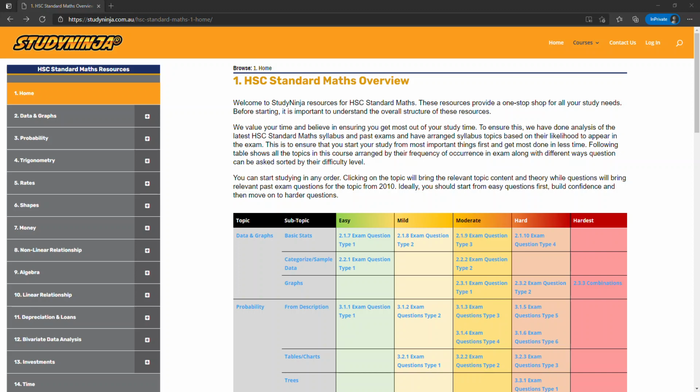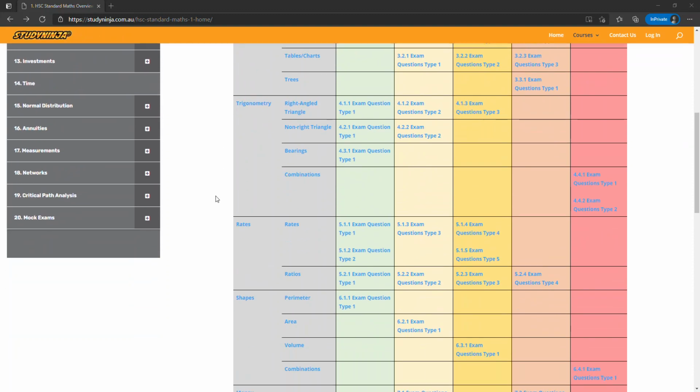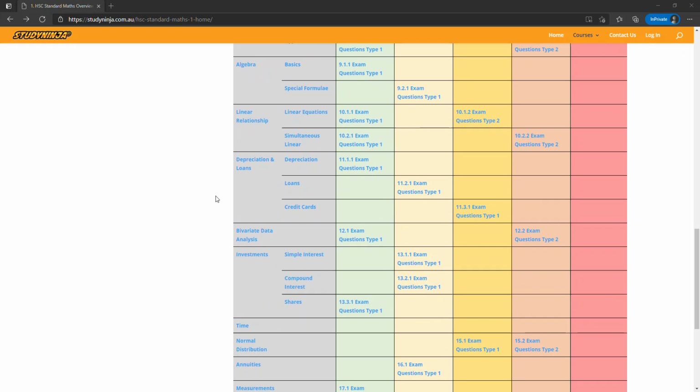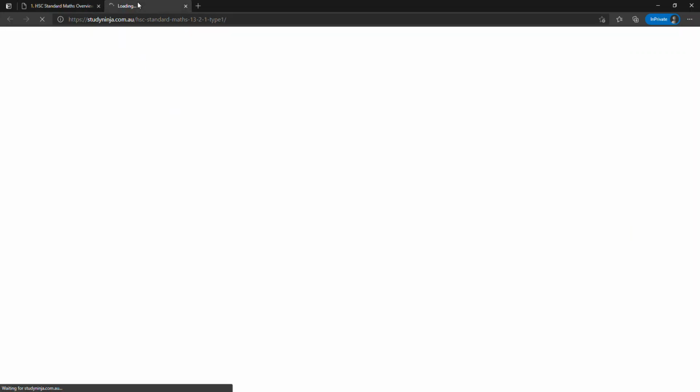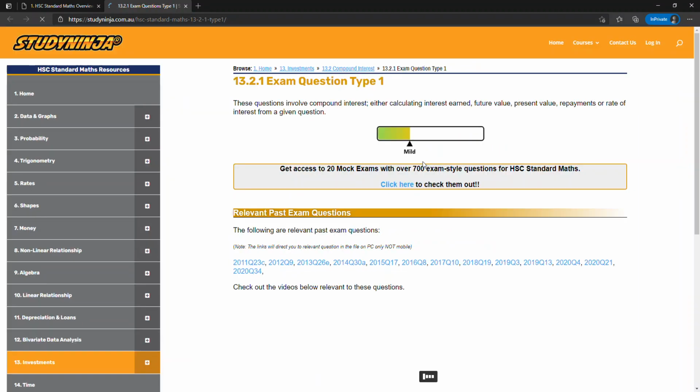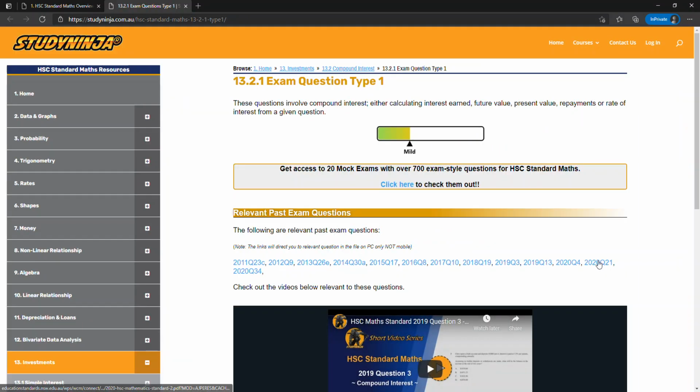So here we look at question number 21 from the 2020 HSC Standard Maths exam. This question came from the topic of investments, but pretty much this is a straightforward question of inflation. So we've categorized it over here, but really it's a very easy question that you shouldn't be missing out. And these are the kind of questions that actually make you get easy marks.